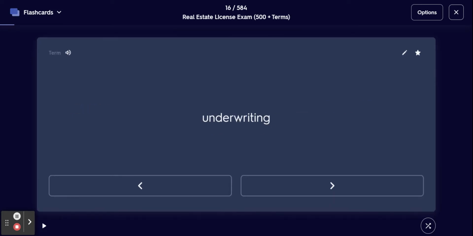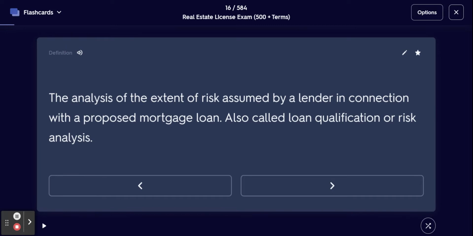Underwriting. The analysis of the extent of risk assumed by a lender in connection with a proposed mortgage loan, also called loan qualification or risk analysis.